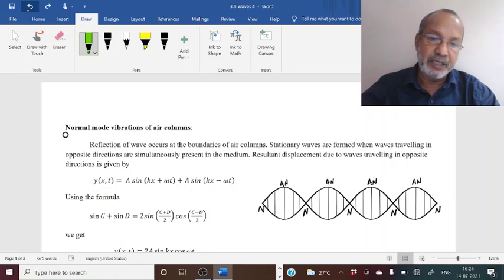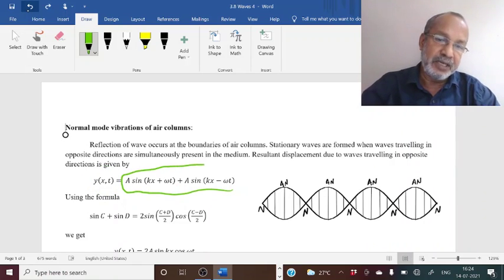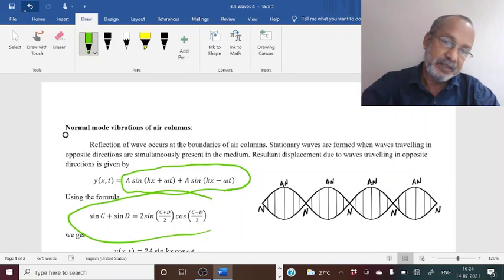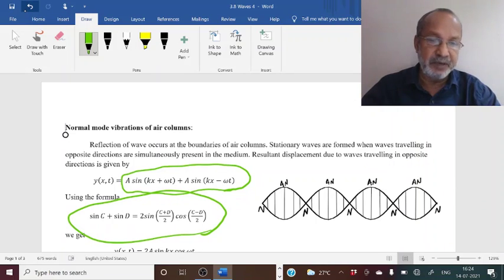Now looking at this expression, we cannot say that it is a traveling wave, because it is not a function of kx minus omega t, also not a function of kx plus omega t. Both are present. So what kind of wave will it be? To find out, we can rewrite this equation using the identity for sin c plus sin d, which is equal to 2 sin (c plus d)/2 cos (c minus d)/2.